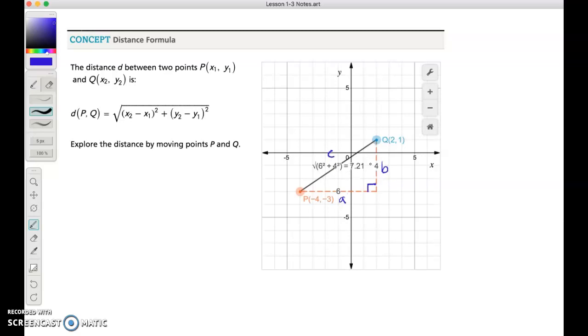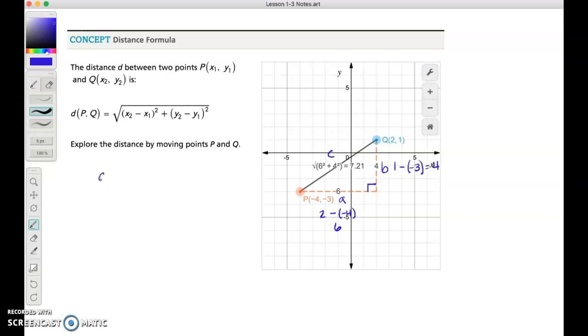But in this case, on this coordinate plane, this distance right here that we call a would simply be 2 minus -4, which would be 6. It would be 6 units along that. And that 2 minus -4 is this guy right here, x2 minus x1. For the b distance, it would be 1 minus -3, which is 4.